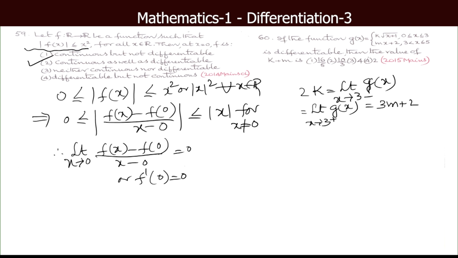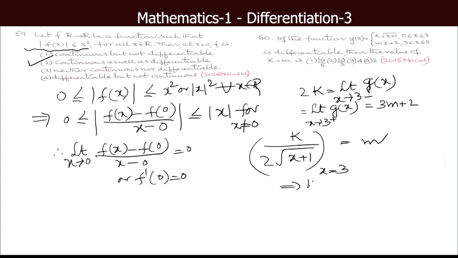That is one relation in k and m. We have not used differentiability here, only continuity. Continuity is a weaker condition than differentiability. So, differentiability is a stronger condition. Let us use that. Left derivative and right derivative must also be the same. Left hand derivative for g at x equal to 3 is k by 2 root x plus 1 at x equal to 3. Right hand derivative is m. But root x plus 1 at x equal to 3 is 2. So, k by 2 into 2, this implies k equal to 4m.